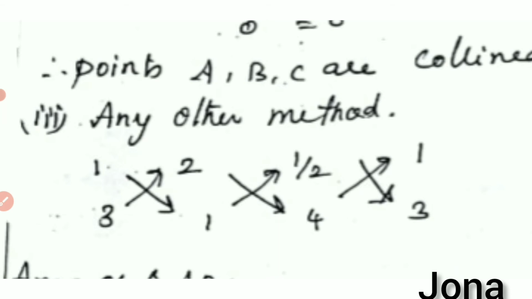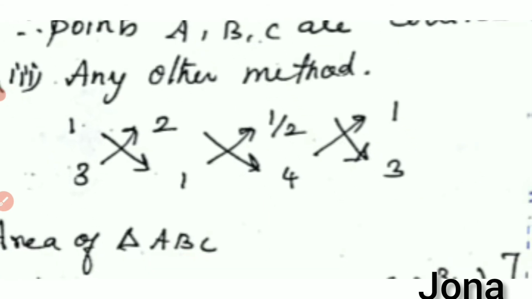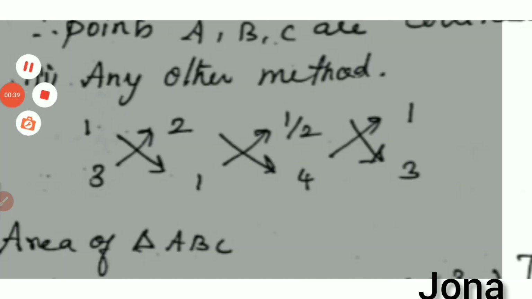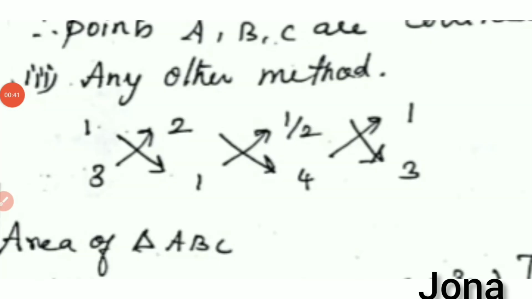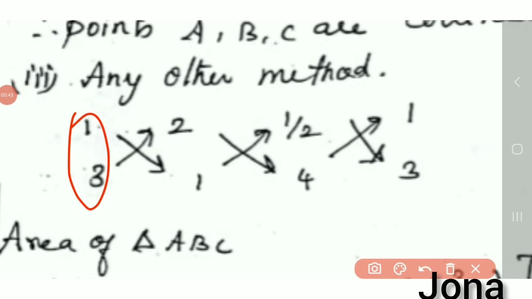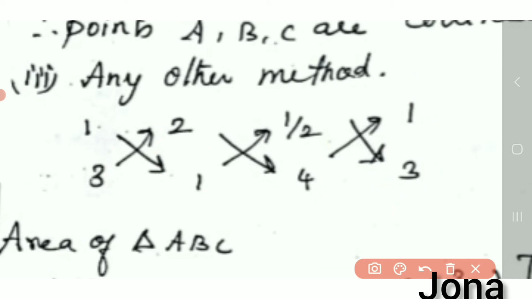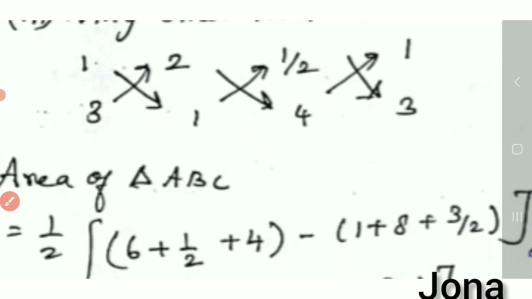And then the third division, they ask for any other method. So we have the points: this is for the point A, this is B and this is for C. Again the point A is here. We want to find the area. This we already learnt in 10th standard. So how to do this? Just cross multiply downwards and upwards, isn't it?